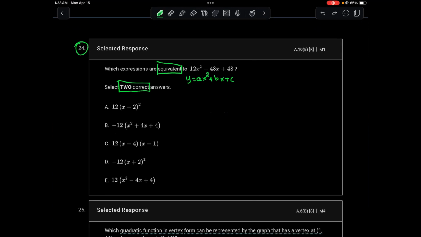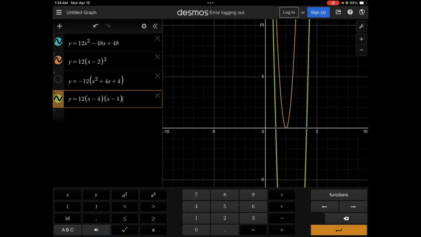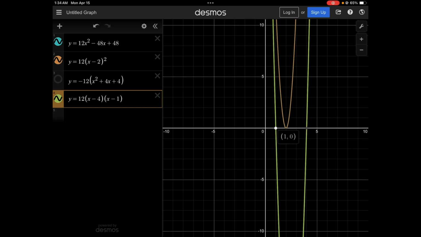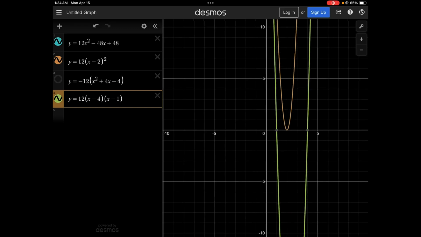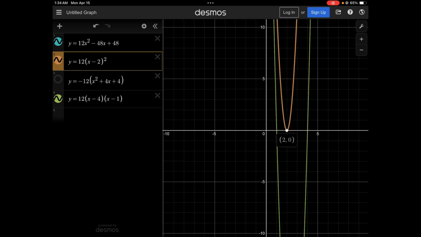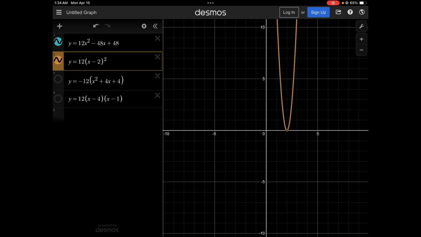So we see that it's not it. Then negative 12x plus 2 squared. Okay, you see immediately that this one, the green one, has 2 x-intercepts. Mine has only, oops, 1, so that's not it.